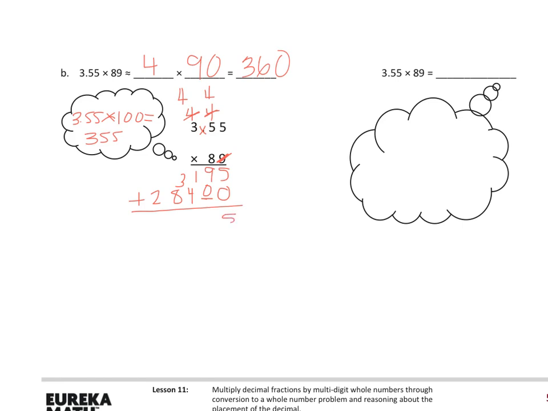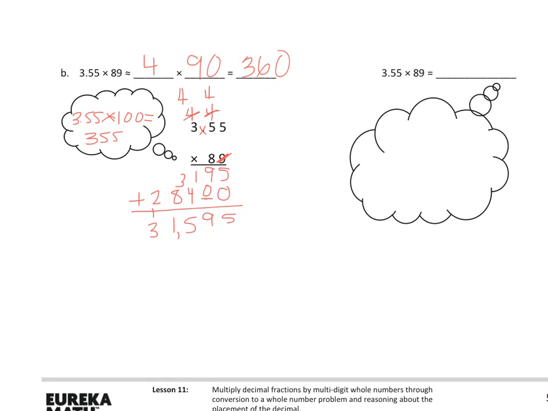We got 5 1s, 9 10s. We got 4 plus 1 is 5. 8 plus 3 is 11. And then we've got 2 plus 1 is 3. So we've got 31,595. But wait a second, think, this is way too big, even though we actually rounded up on both numbers. So that means our answer is going to be smaller than 360.